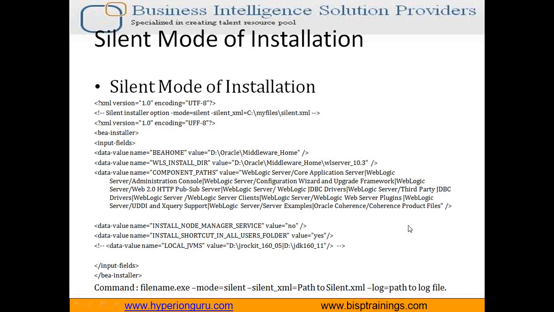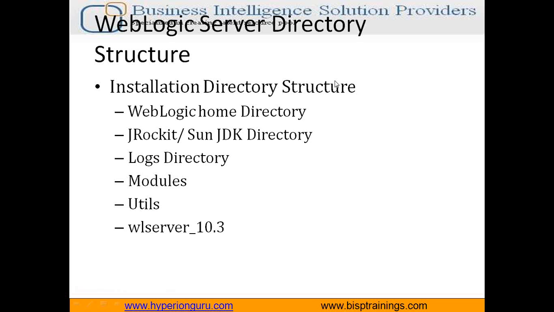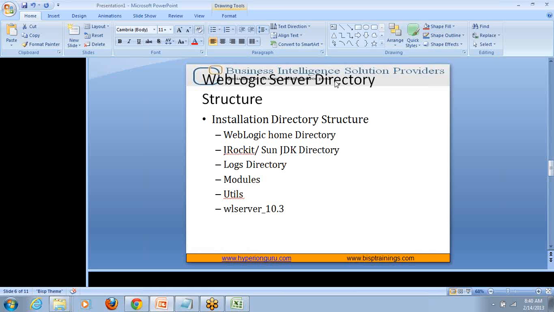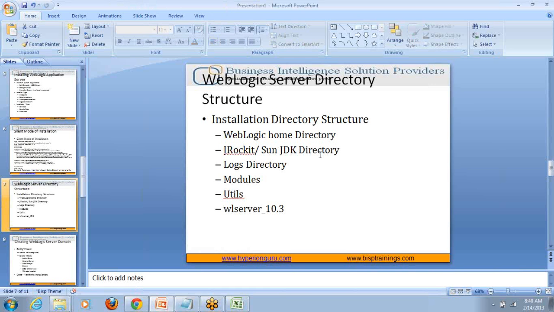So after that, we will be looking at the directory structure. Once the installation is done, we will look at what exactly the directory structure looks like, what the directories are meant for, what each directory consists of and is responsible for. These are the directories: WebLogic home directory, JRockit, Sun JDK directory, logs directory, modules directory. These directories we'll be looking at.